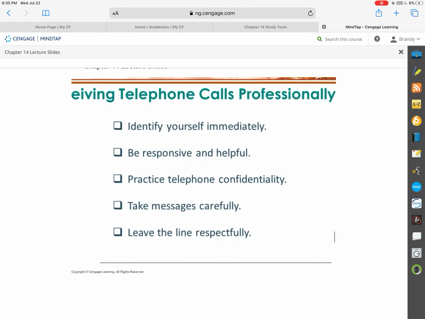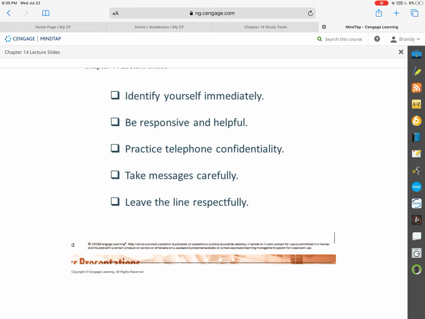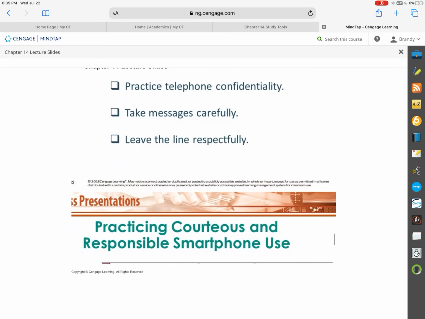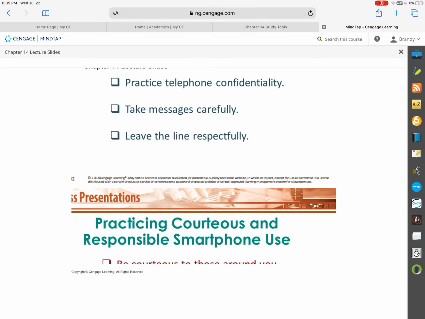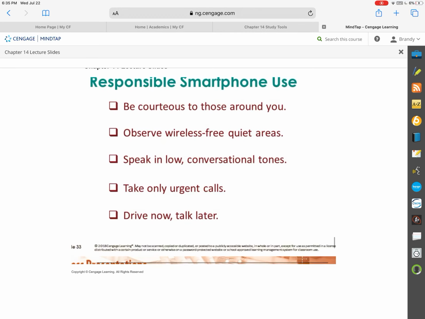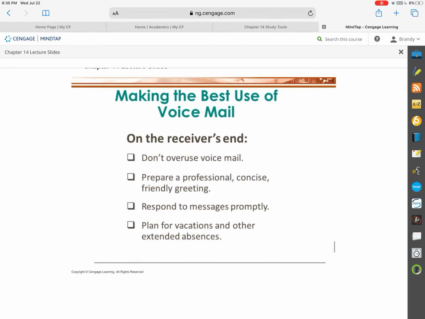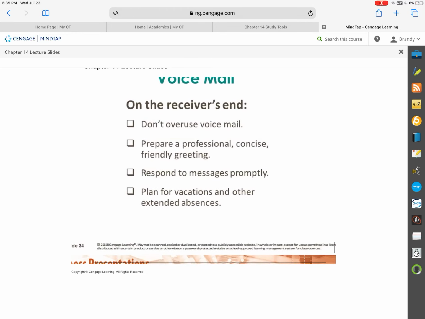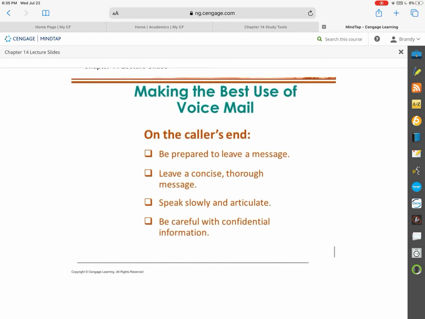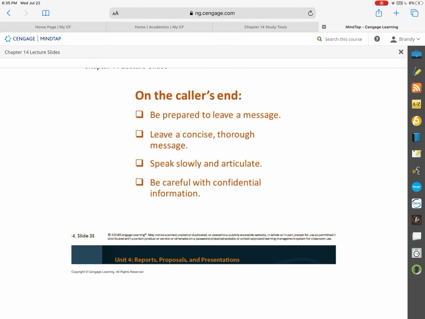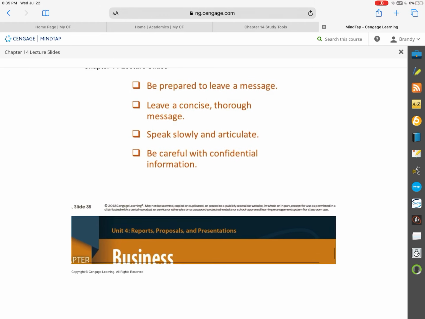And then there are some things here that help with being professional that you're going to want to look at, making sure you identify yourself immediately. Make sure that you practice confidentiality. And then some more things about smartphone use that you would want to look at, and what to do on the receiver's end. Don't overuse voicemail, but you can allow that to be a tool for yourself. On the caller's end, be prepared to leave a message. Know what you're going to say beforehand so you're not like a deer caught in the headlights when you hear the voicemail pop up.